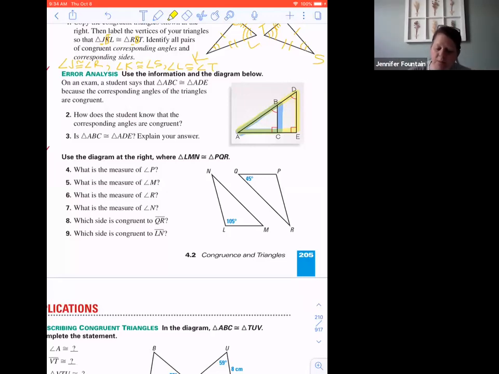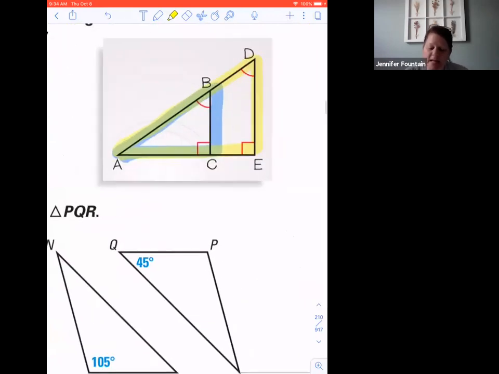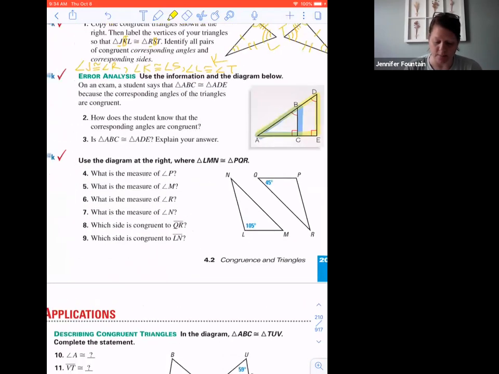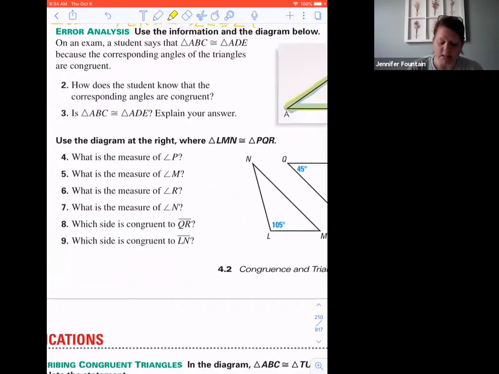Okay, so they did find that angle B is congruent to angle D. Angle C is congruent to angle E. Therefore, we know that angle A, we can also see that they're located in the same place, that they're congruent as well. So all of my angles are congruent. Okay? So we know that, but look at number 3. Is triangle ABC congruent to triangle ADE?